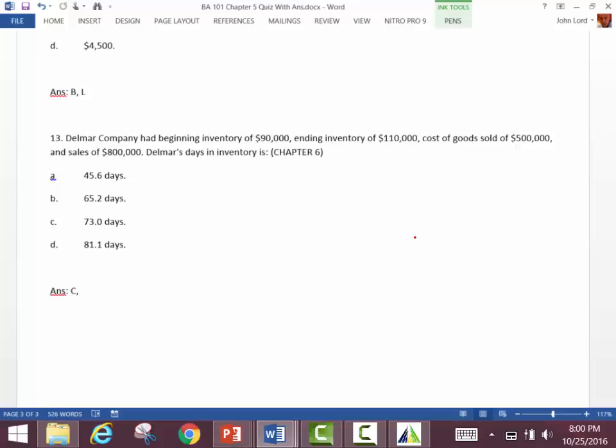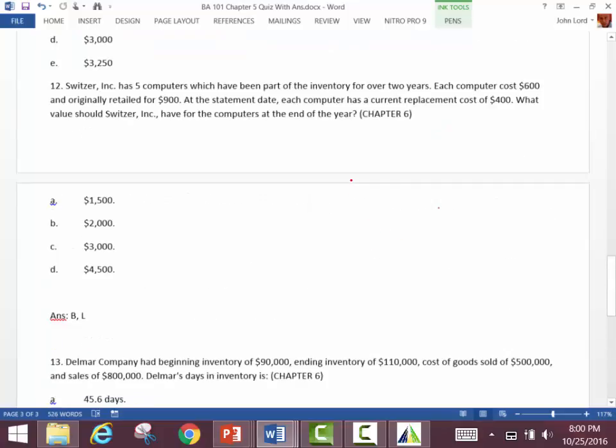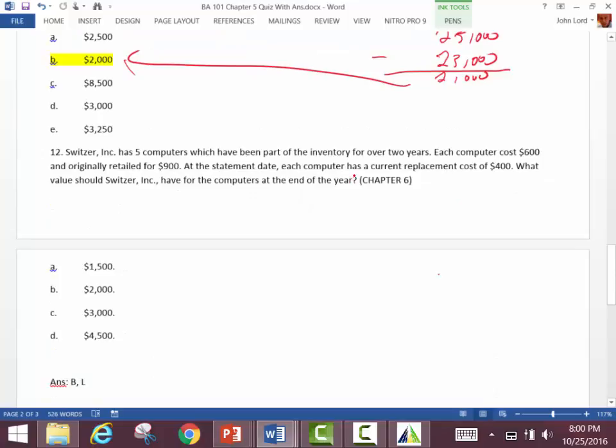Okay, let's take a look at this one now. This is trying to get the days in inventory, isn't it? Who wants to try this one? I'm not going to do 12. You want to do 12? Okay, you got it. All right, so what happens?